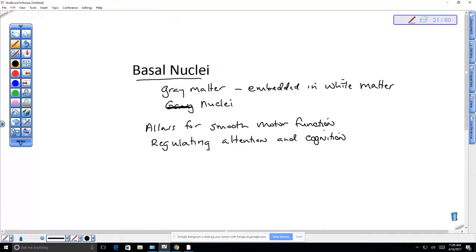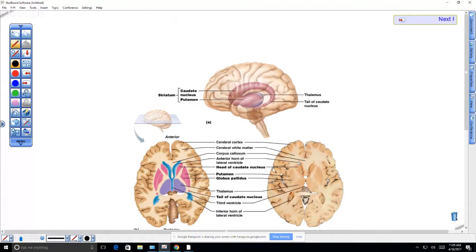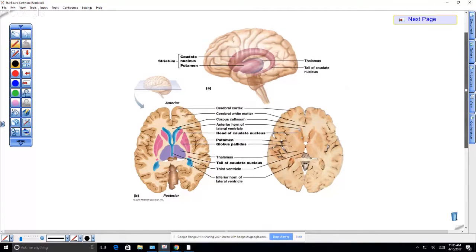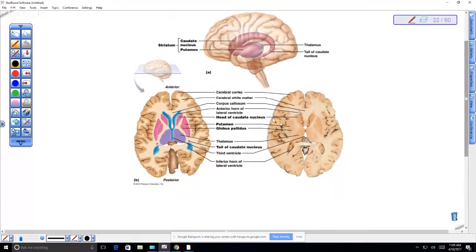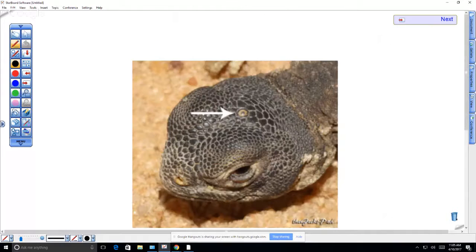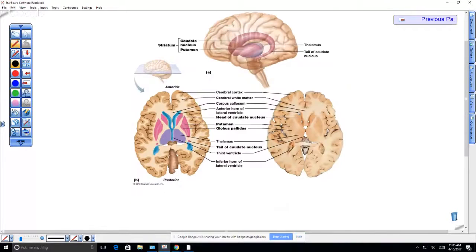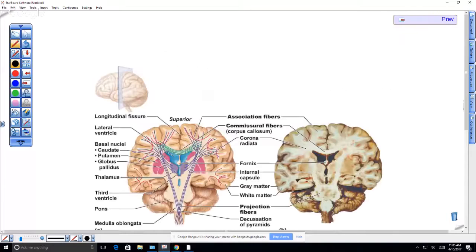Okay, so if we look at a picture of the basal nuclei, there's other types of nuclei in here, right? And do we have a picture of the basal nuclei? Oh, I'm not sure where it is in here. I don't think that's the image. Oh, here they are. So this shows the basal nuclei. They're not pink, but they would be gray matter. So right here and right here.